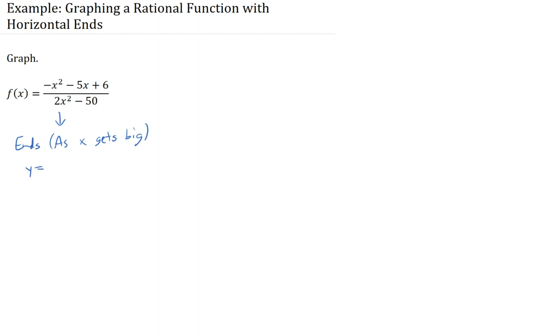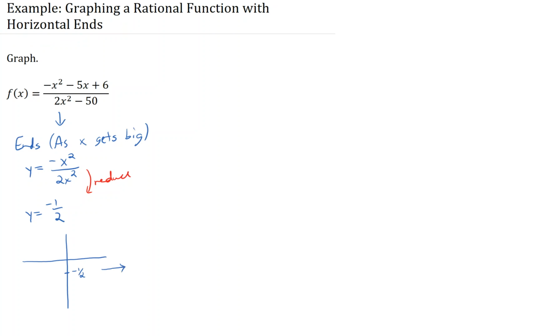So for the ends of this graph, as x gets really big, the numerator is dominated by negative x squared, and the denominator is dominated by 2x squared, which reduces simply to y equals negative 1/2. And so this is the idea. We're going to get horizontal ends for this function because y equals negative 1/2 is just a constant. Let's say it's down here.